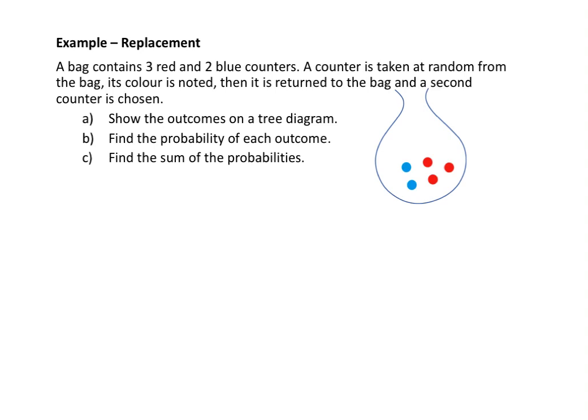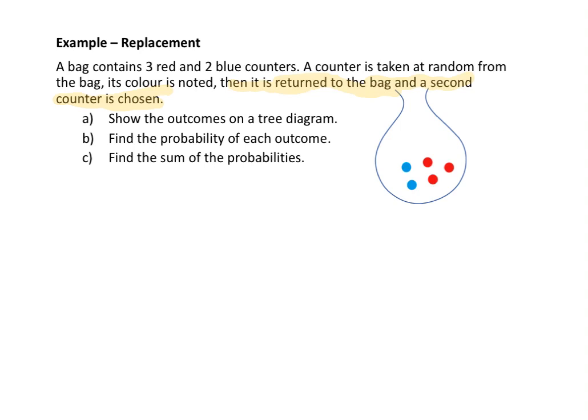So a bag contains 3 red and 2 blue counters. A counter is taken at random from the bag, the colour is noted, then it is returned to the bag and the second counter is chosen. We know that it is replaced because it tells us in the question that it is returned to the bag before the second one is chosen. So we want to go ahead and show the possible outcomes on a tree diagram.